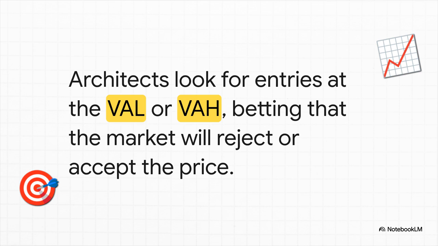Amateurs get chopped up trying to trade right in the middle of the value area. That is just chaotic noise. Exactly. The architect trains their neurofitness to tune out that noise completely. They wait patiently at the edges, at the value area high or the value area low. Why? Because at the edges, you have a highly defined asymmetric bet.